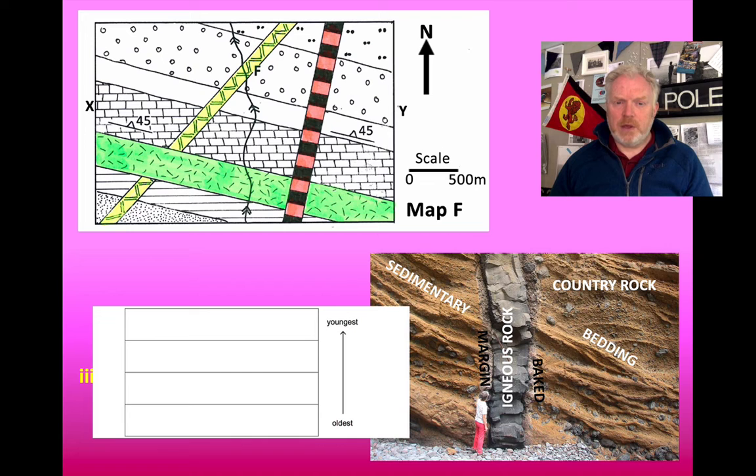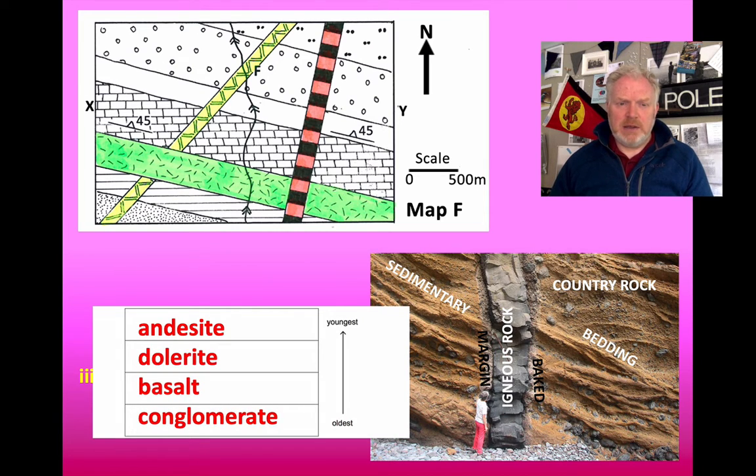I then asked you to sort out the age of four of these rocks. Let's put the answers in. Here we go. The oldest rock here is the conglomerate. We can see that the basalt and the andesite both cut across that conglomerate. So therefore the conglomerate had to be there first. The basalt then cuts across the conglomerate, so must be younger than the conglomerate. But if you look where it comes into contact with the dolerite, you'll see the dolerite cuts across the basalt. So the dolerite must have come along after the basalt was intruded.